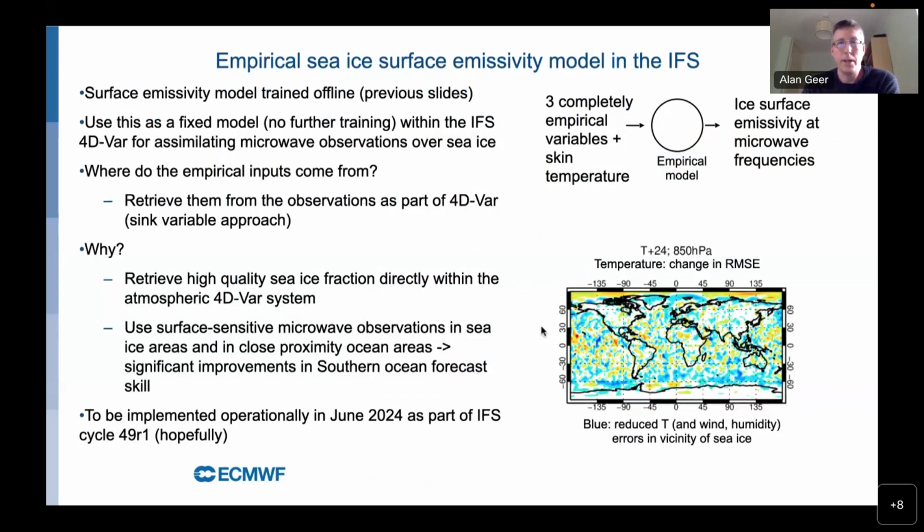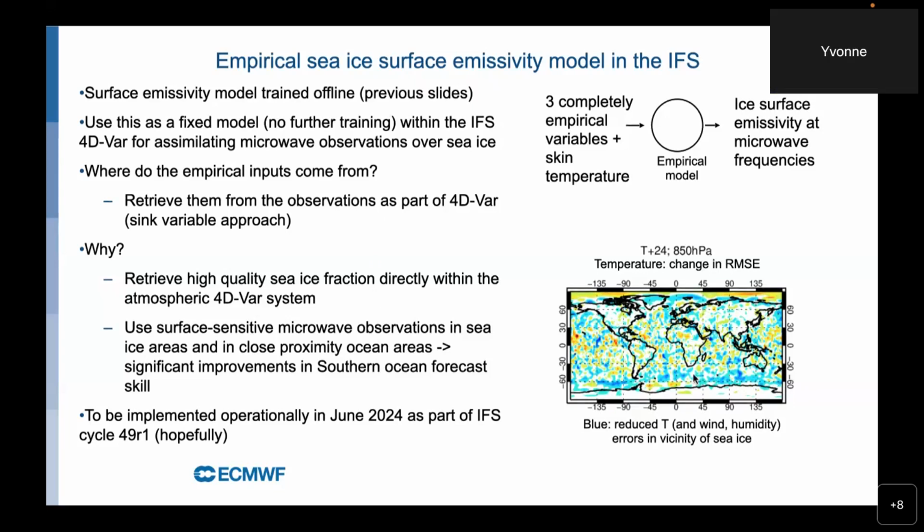So that was the offline training I was just describing, but that surface emissivity model can then be put into the IFS for atmospheric data assimilation as a fixed model, so it doesn't get further trained. And it needs these empirical inputs, but they can be estimated as part of 4D-Var using a sync variable approach. The benefits are to retrieve a high-quality sea ice fraction directly from the radiances within the atmospheric 4D-Var system, as I showed in the second slide, and also to be able to use surface-sensitive microwave observations in the proximity of sea ice, which is giving some good forecast benefits. And this example here shows the blue areas around.